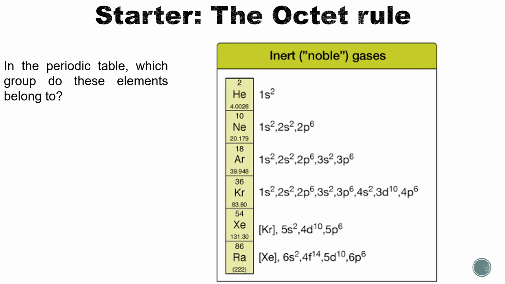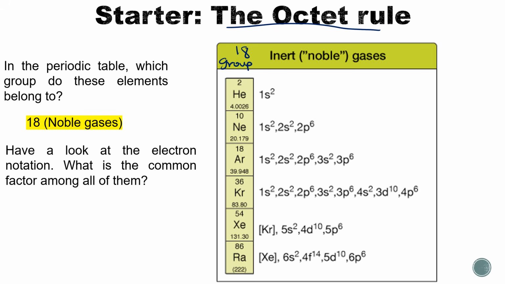Okay guys, let's go and discuss the octet rule. I want you to look here at group 18. If you remember, this is group 18, guys, right? Noble gases. Now look at the electron notation for all of them, except this one. Don't look at helium. Look at all of them. You will notice there is something common.